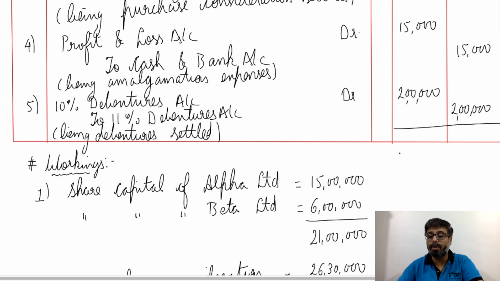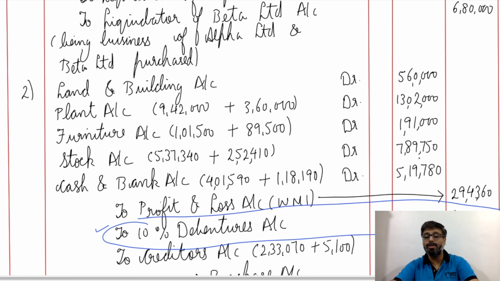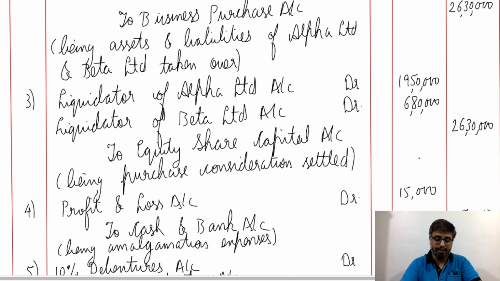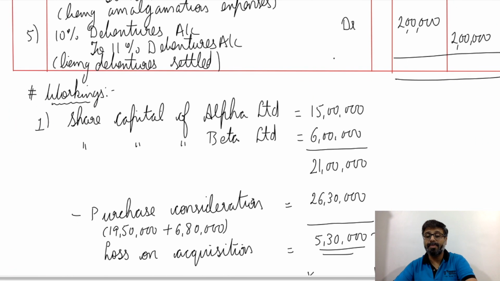Now the total of the journal would be done. So the total of the journal would be 26,30,000 plus 5,60,000 plus 13,02,000 plus 1,91,000 plus 7,89,750 plus 5,19,780 plus again 26,30,000 plus 15,000 plus 2 lakhs. So that is 88,37,530.